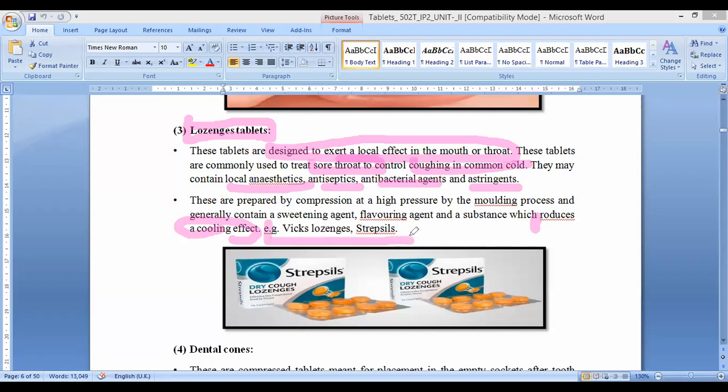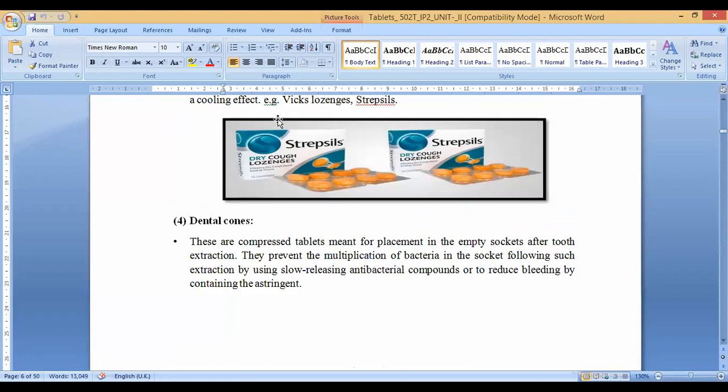Examples of this dosage form include Vicks lozenges and Strepsils. Then the fourth type is dental cones. These are compressed tablets meant for placement into the empty socket after tooth extraction. Normally they are shaped just like a tooth. After tooth extraction, they are placed into the empty socket from where the tooth has been extracted.